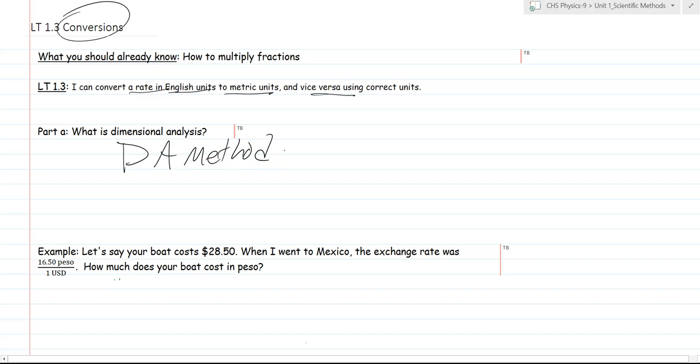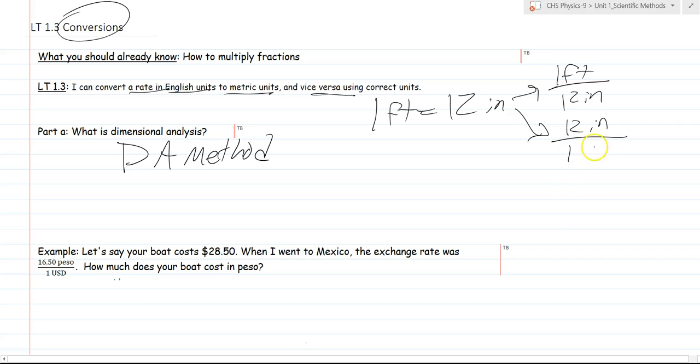All right. So first question is, what is dimensional analysis? Well, it's the DA method. The way you do it is you're going to use a conversion factor to convert from one thing to another thing using fractions. So if we wanted to use an example, we know that 1 foot equals 12 inches. That's an easy one. We can write this as a fraction, and it can either be 1 foot over 12 inches, or you could flip it and say 12 inches are in 1 foot. Both those things mean pretty much the same thing.